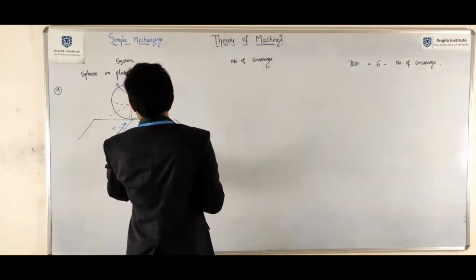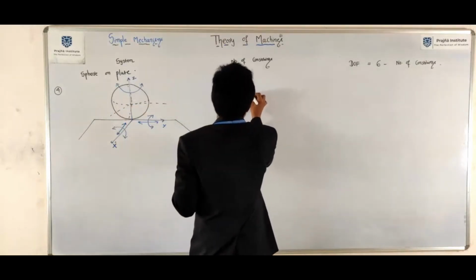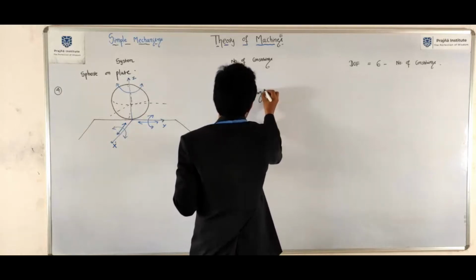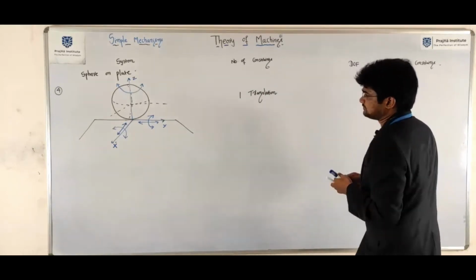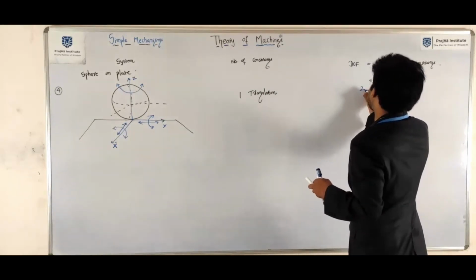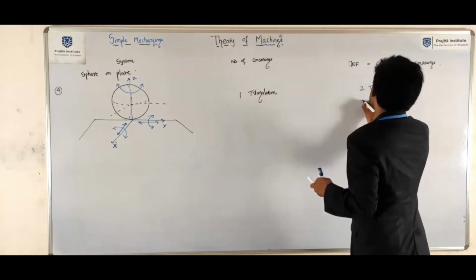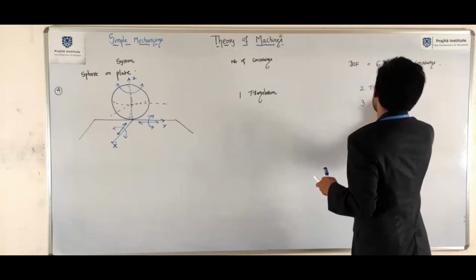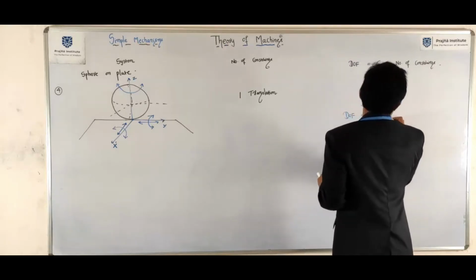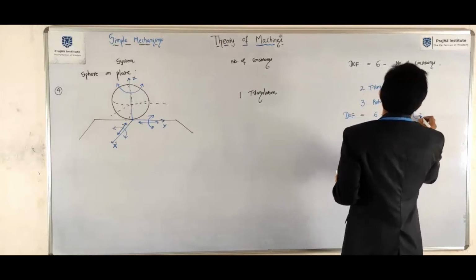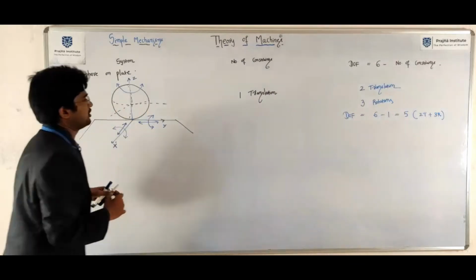Now here, how many motions are restricted? Only one translation. How many motions are possible here? Two translations, three rotations possible. So here degree of freedom is equal to 6 minus 1, which is 5. Two translations, three rotations, total 5 is the degree of freedom.